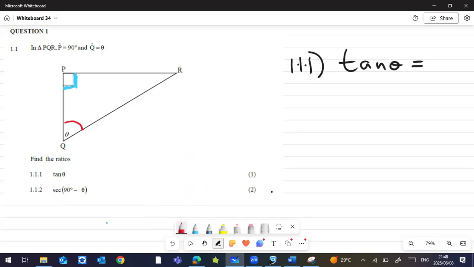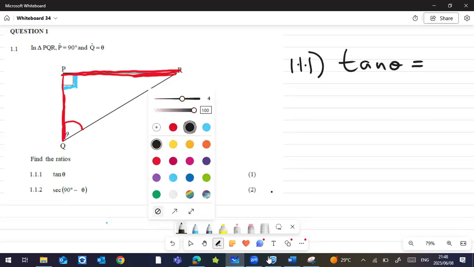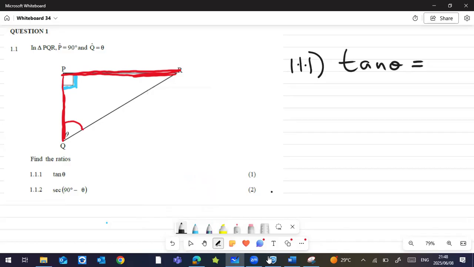Now, let's look at our theta because we want tan of theta. What is the opposite of theta? It is PR. What is the adjacent of theta? It's PQ. So in this diagram, tan theta equals PR all over PQ. We have answered 1.1.1.